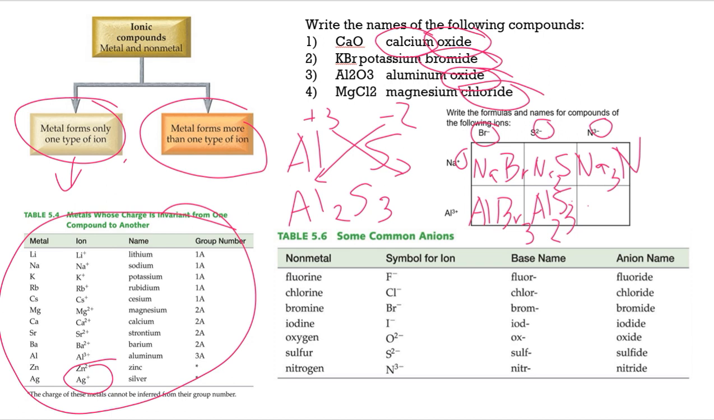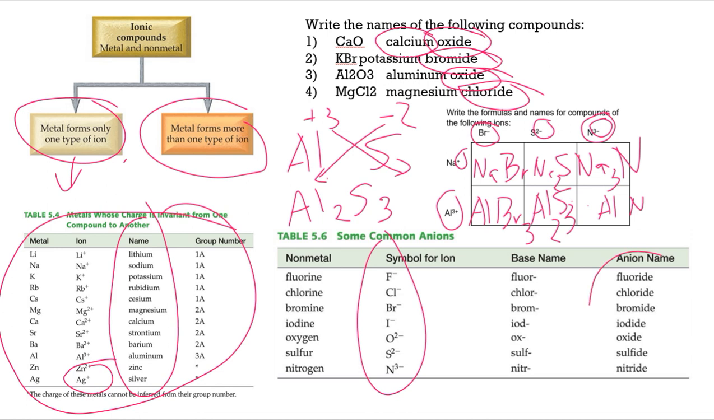In the case of aluminum and nitrogen that both have positive or negative 3, you just write Al and N because you cancel out the 3 with the 3. Then look at this. For the metals that have only one charge, you write the name of the metal as in the periodic table, and the non-metal changes into the ending "ide."